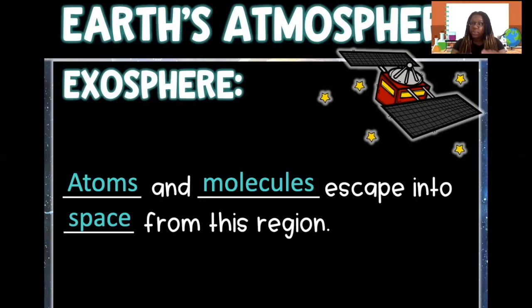We are getting there. This is the last layer of the atmosphere. It's very thin and it's really hard to distinguish where it even stops. So when you're in the exosphere, you're exiting Earth.